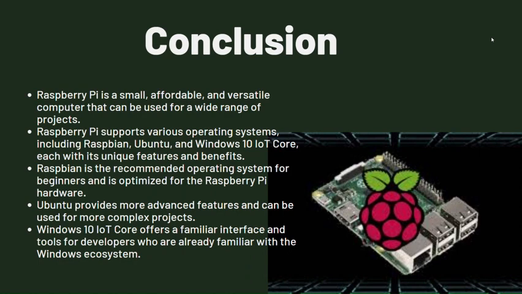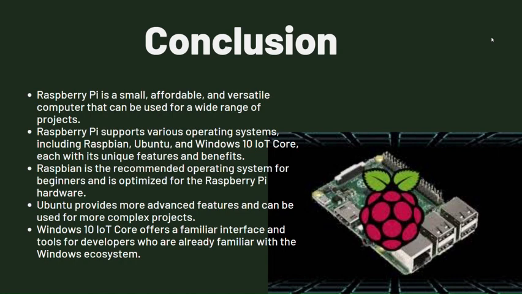Next is conclusion. Raspberry Pi is a small, affordable, and versatile computer that can be used for a wide range of projects. Raspberry Pi supports various operating systems including Raspbian, Ubuntu, and Windows 10 IoT Core, each with unique features and benefits. Raspbian is the recommended operating system for beginners and is optimized for Raspberry Pi hardware.